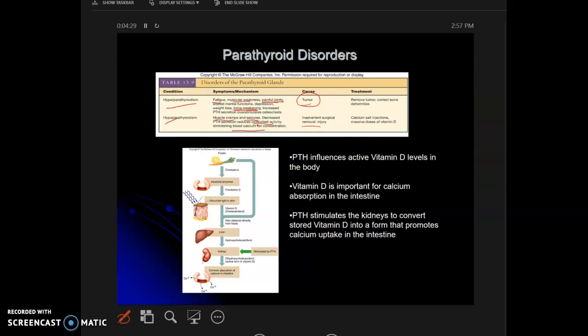Remember what we said: PTH influences vitamin D level. PTH stimulates the conversion of hydroxycholecalciferol into the active form of vitamin D, which controls the absorption of calcium and promotes the uptake of calcium in the intestines. If you do not have this, will you convert vitamin D into a form that allows this conversion? The answer is no. With this, I think we come to the end of parathyroid.